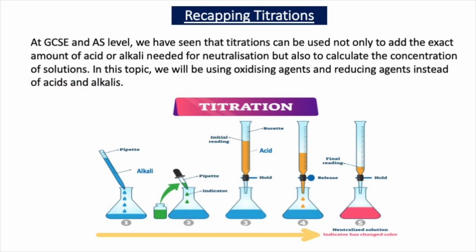Now at GCSE and AS level, we've seen that titrations can be used not only to add the exact amount of acid or alkali needed for neutralization reactions, but also to calculate the concentration of solutions. Now in this topic, we'll be using oxidizing agents and reducing agents instead of acids and alkalis.